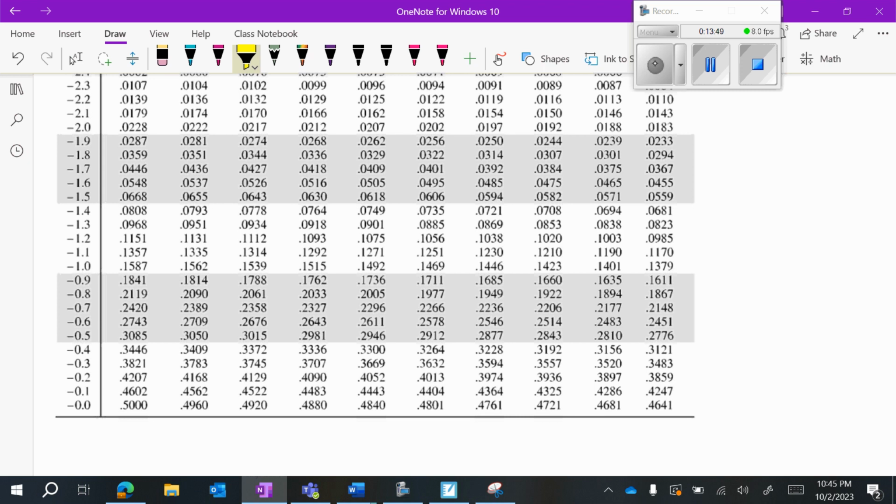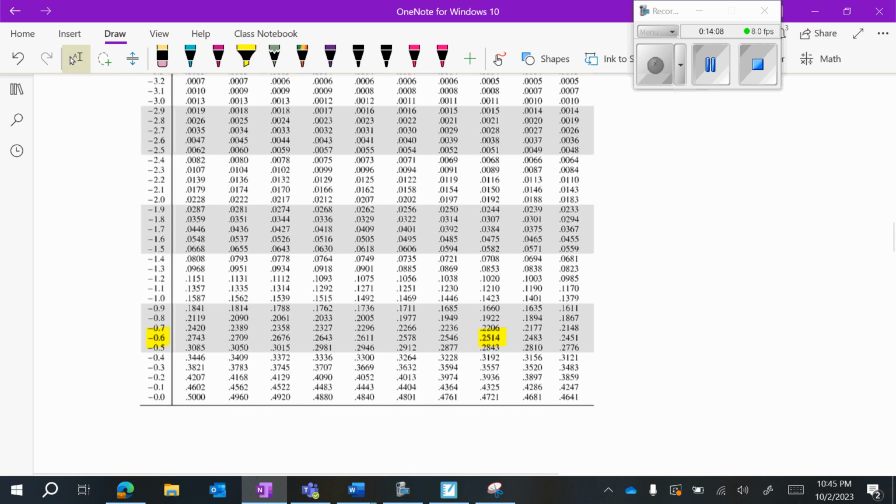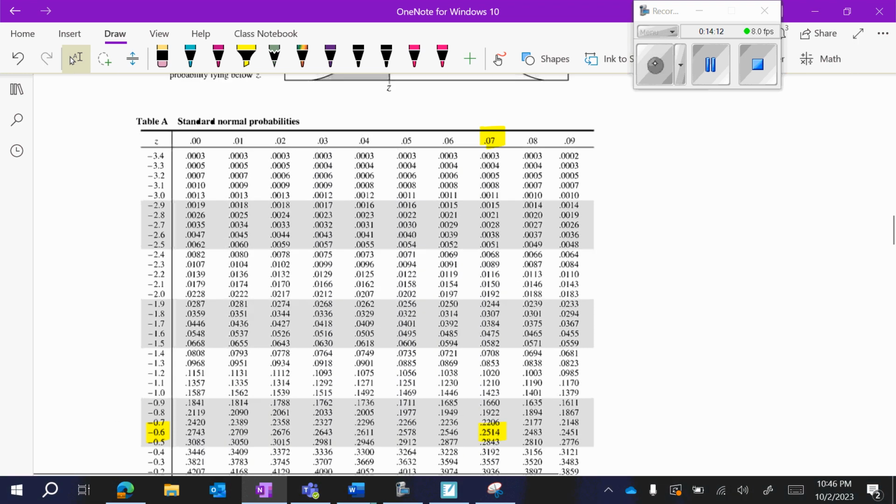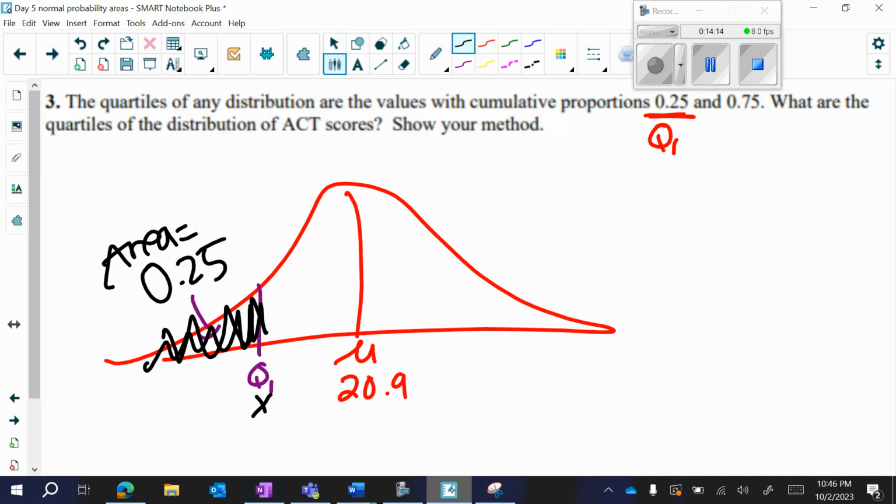It's going to be around here-ish, right? Maybe this, maybe this, maybe this. It doesn't seem that close, but let's say it's this. Then you're going to go out with your pen or your eyes and see what that corresponds to. So it looks like negative 0.67 for Z, and you know it's going to be negative because it's to the left. So this is Z, negative 0.67.